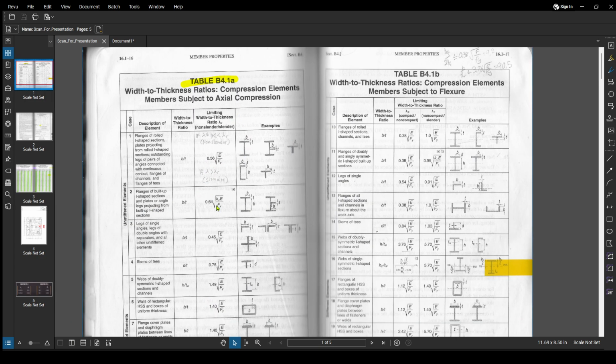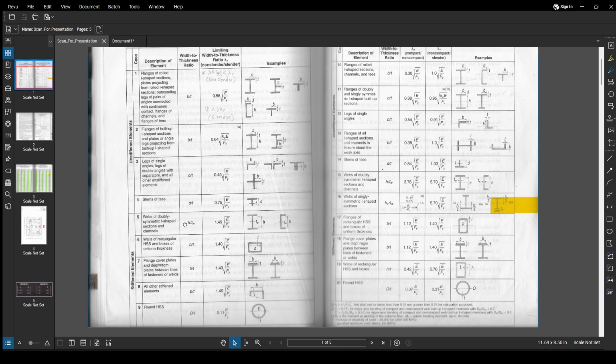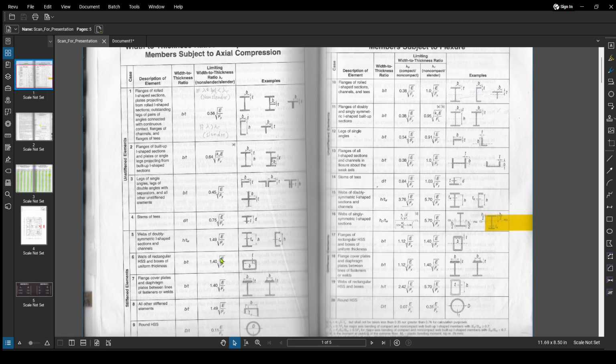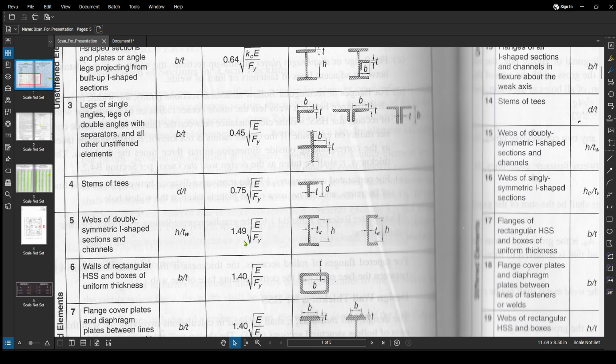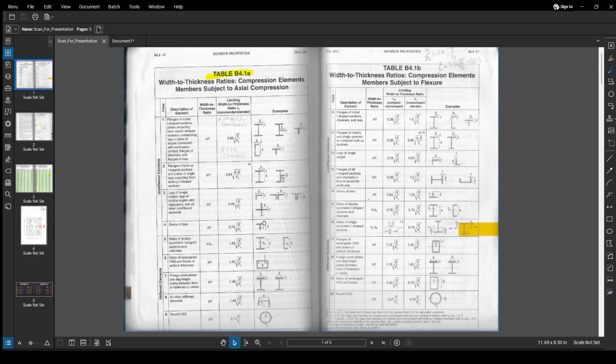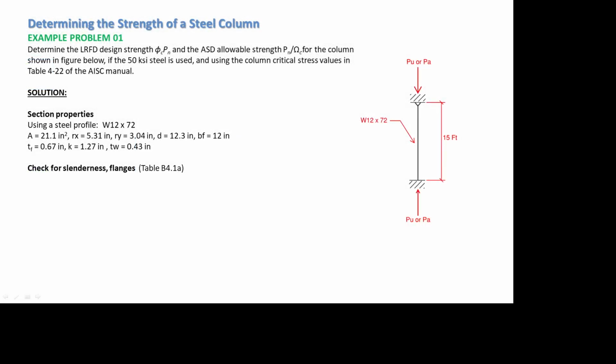The purpose of this check is basically local buckling when the column is subject to compression. Now for the web element, we have the depth to thickness ratio, and the limiting ratio for slenderness is 1.49 times the square root of E over Fy. So this is the table where we get those equations for our solution. Going back to our problem solution.